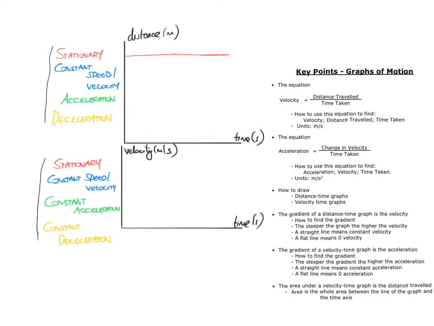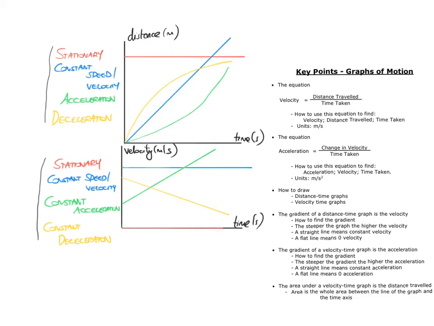Are you done? Okay, here are the solutions. Hopefully they match what you sketched. Note that on a velocity time graph, any straight line with a positive gradient is constant acceleration. Any straight line with a negative gradient is constant deceleration.